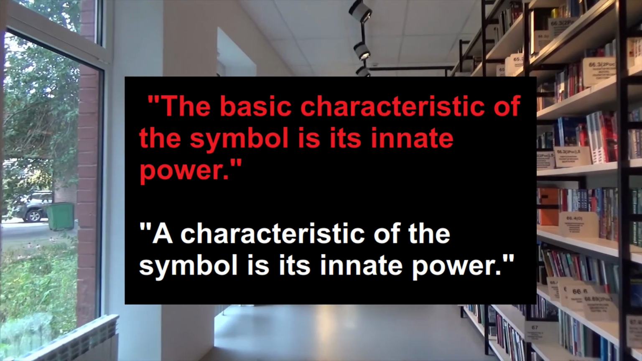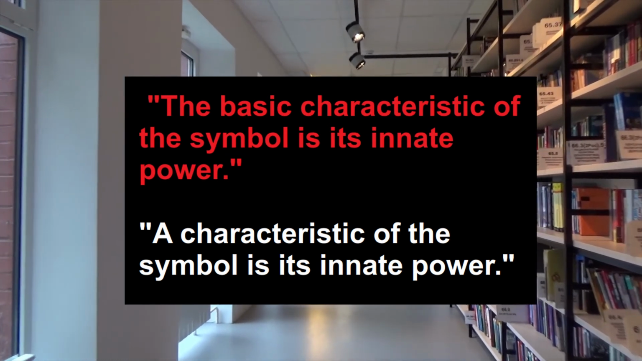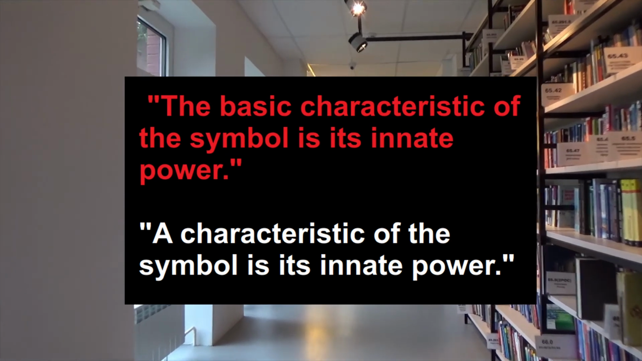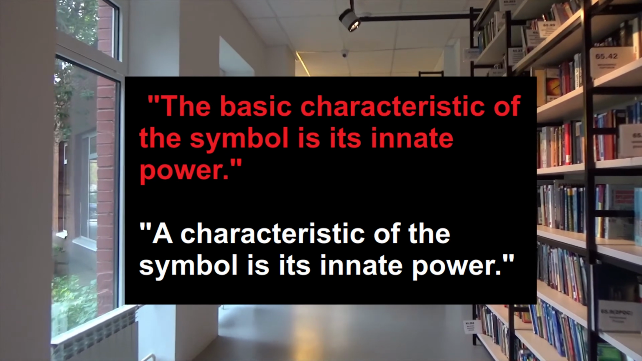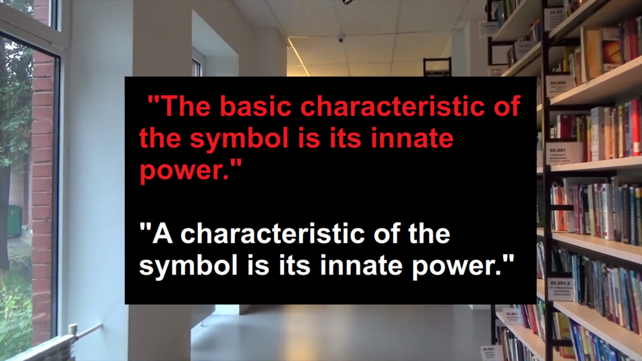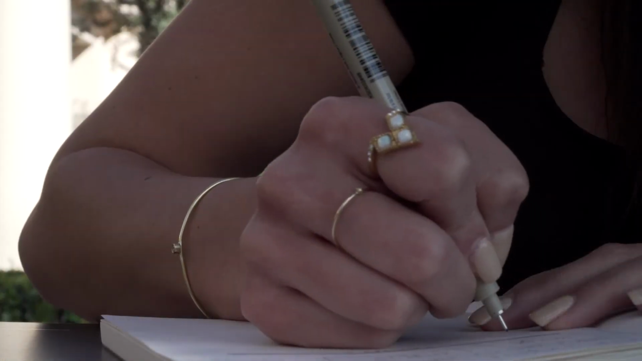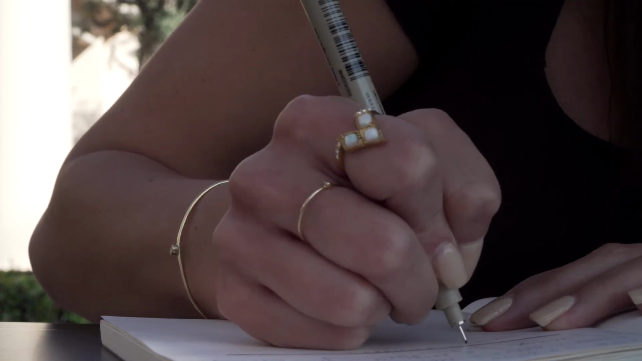To add only "the basic" in front of a quote is not taking away from the fact that you're quoting someone. So when Dr. King says "the basic characteristics of the symbol is its innate power," it does not deviate from the fact that somebody had already specifically stated in that context "a characteristic of the symbol is its innate power." To have properly taken it and used it the way he did, he would have had to have paraphrased it.